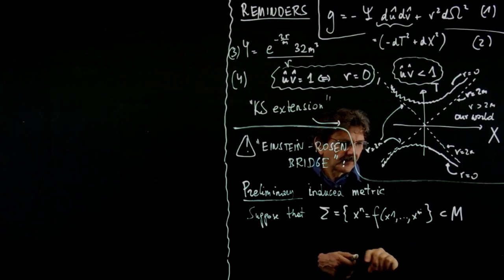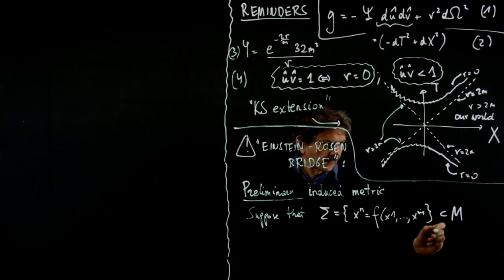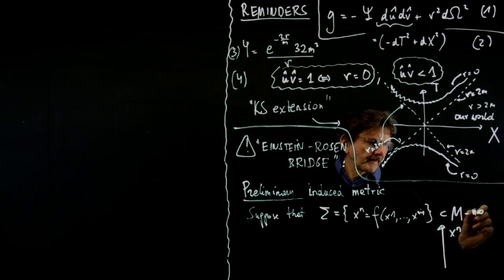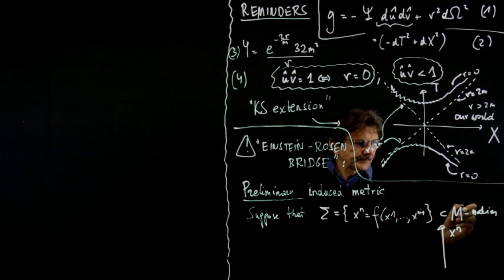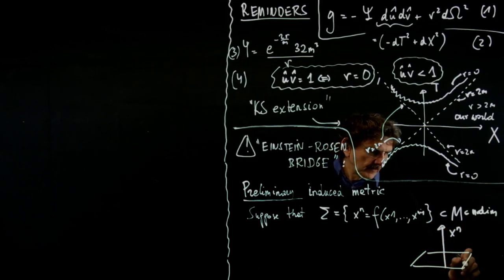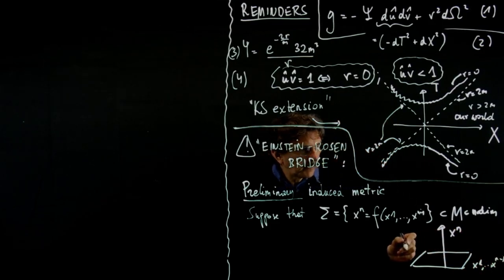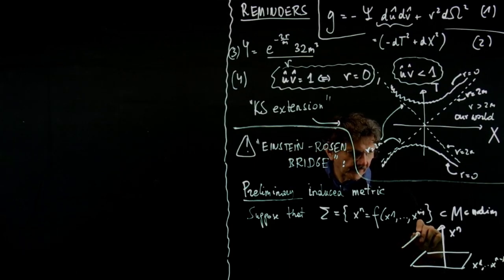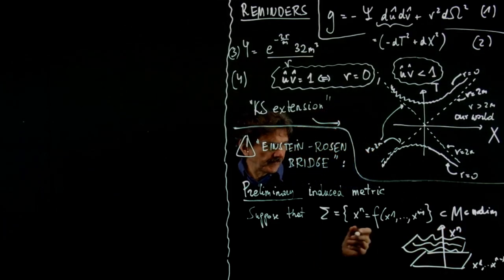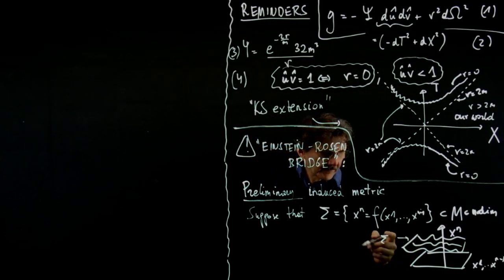So we have a hypersurface which is a graph in your manifold, so you can think of this as follows. We have these coordinates, so M is n-dimensional. We have the coordinates x_1 to x_{n-1}, and so your hypersurface is some kind of graph here. Okay, so this is your sigma, a graph of a function f.